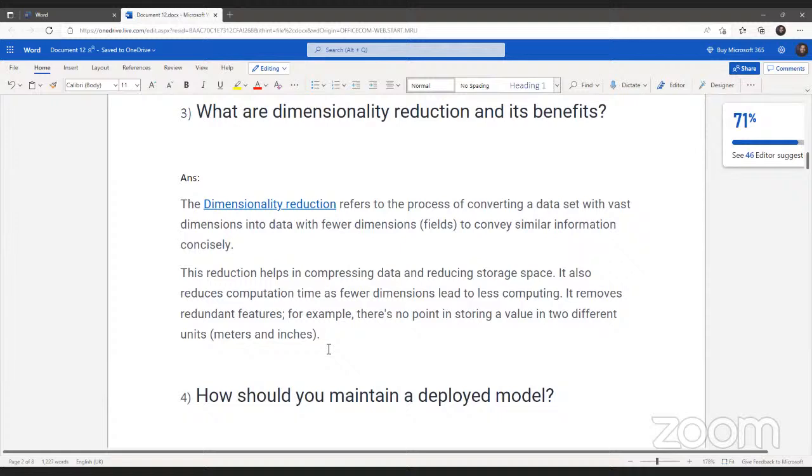So as we jump into the next question, how should you maintain a deployed model? If anyone knows the answer, ping me in the chat box and we'll discuss the answer within a minute.